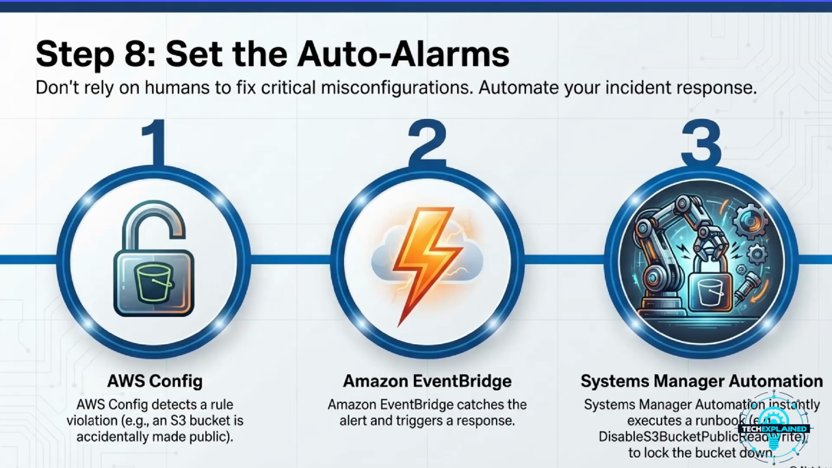Step 8 sets your auto alarms, automating responses to security events. AWS Config continuously monitors and records your AWS resource configurations, comparing them against your desired state. When it detects a deviation, such as an S3 bucket becoming publicly accessible, it can trigger Amazon EventBridge. EventBridge acts as your event router, connecting the detection to an automated response. AWS Systems Manager automation can then execute predefined remediation actions, like automatically reverting the bucket to private. This creates a self-healing security architecture that responds to threats in seconds, not hours.